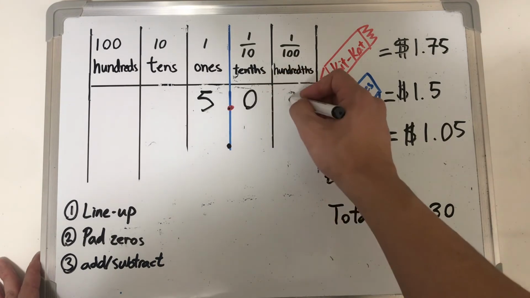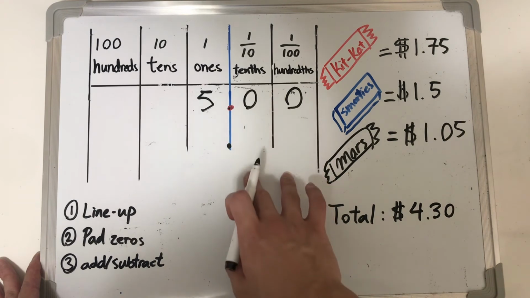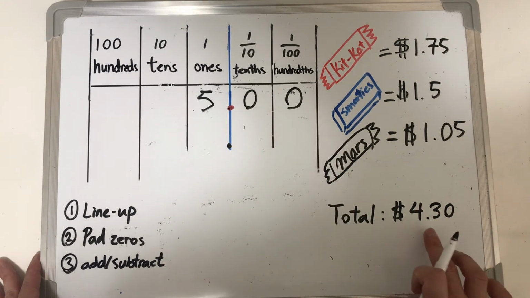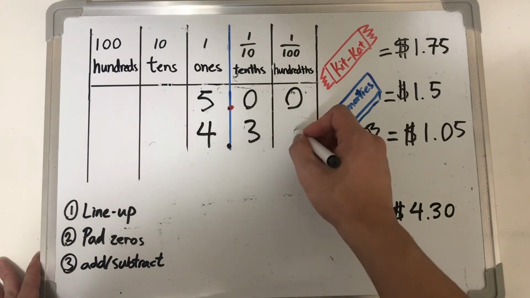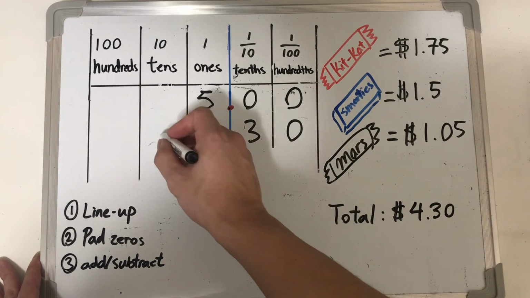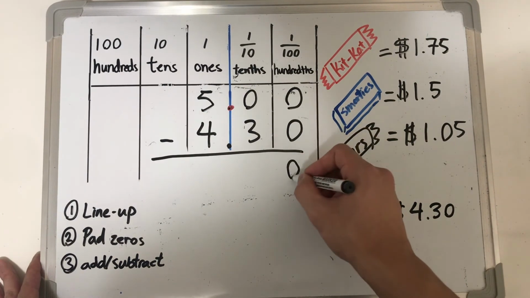So I'm going to put a 0 here and a 0 here because I still have to pad the zeros so that everything is going to line up nice and neatly. Then I'm going to input my total amount that I have to take away, which is $4.30. And then I'm just going to simply subtract. So 0 minus 0, that's 0.